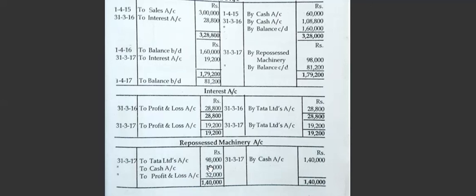Then 10,000 was spent as repair, so to cash account 10,000. Then they have sold it for 1,40,000. It is given in the problem, both the expenses value and the sold value, 1,40,000. Then totally the difference is transferred to profit and loss account, which is 32,000. Then open the interest account, transfer to profit and loss account. Okay. If you have any doubts here, you can ask me.